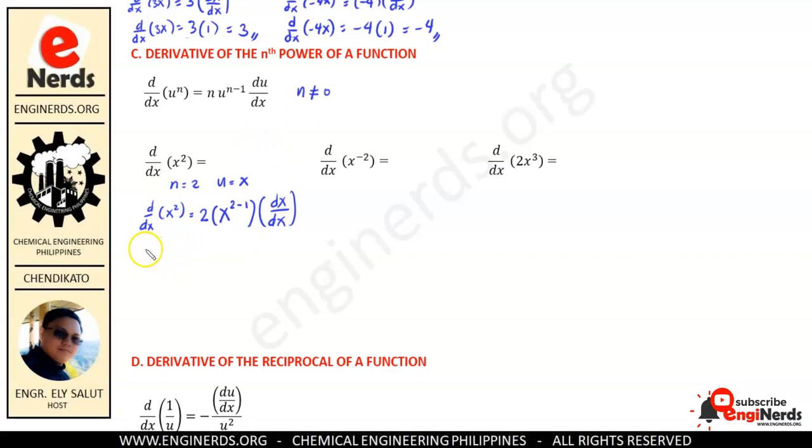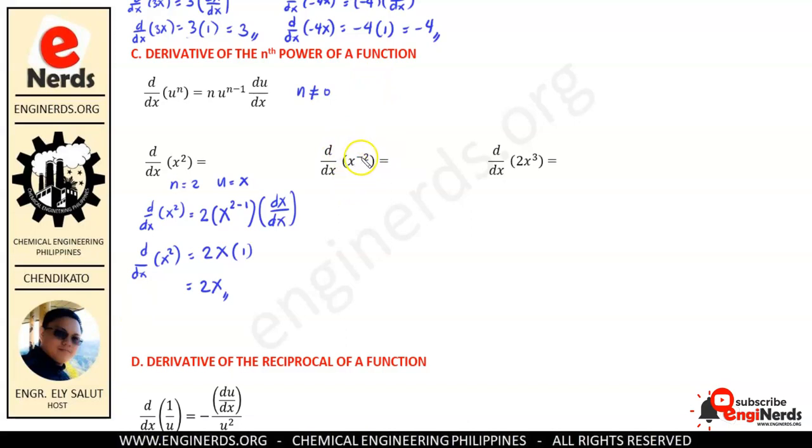So that means we have here d over dx of x squared is equal to 2x. 2 minus 1 will have an exponent here of 1, and this will be equal to 1. So that means this is equal to 2x. Okay? Okay, so let's do that again right here.